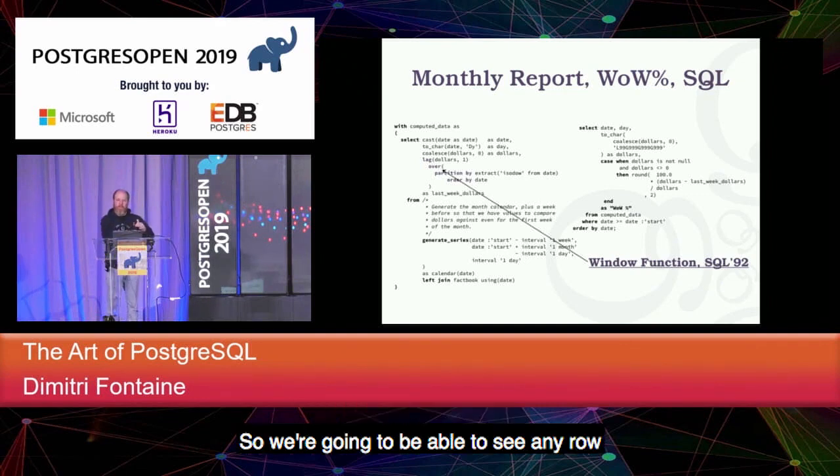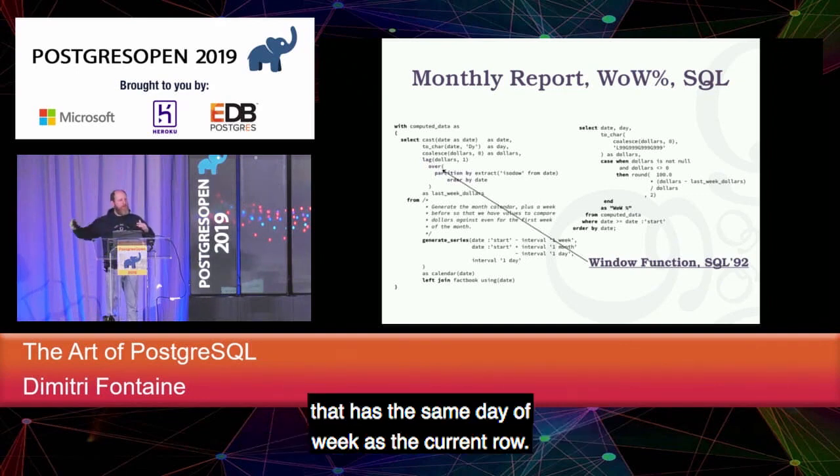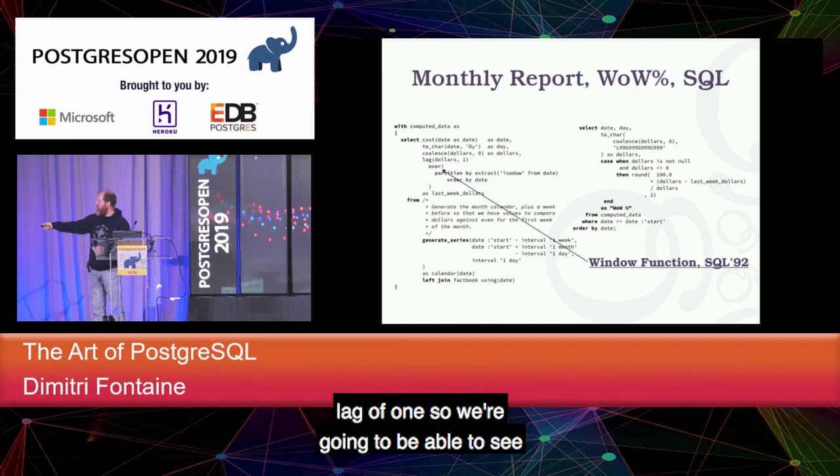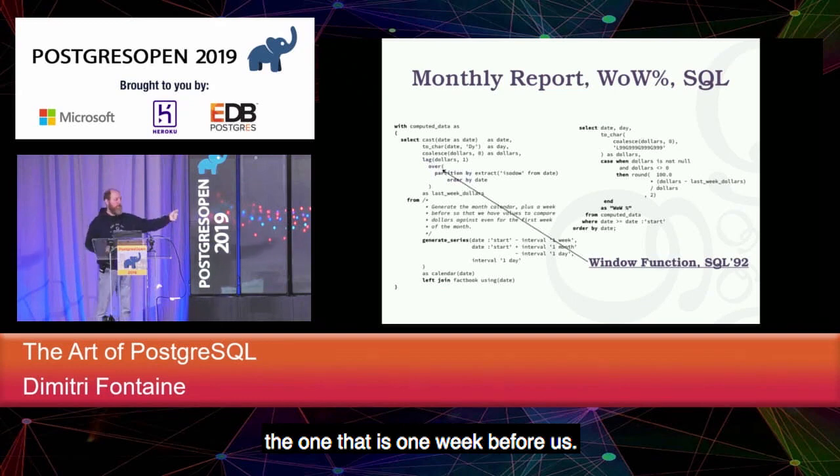So we're going to be able to see any row that has the same day of week as the current row. And we are going to see them in an order that we specify by date. And we're going to LAG of 1. So we're going to be able to see the one that is 1 week before us.